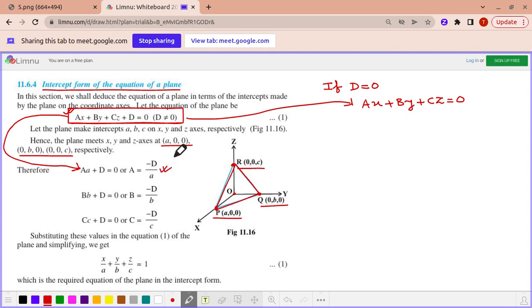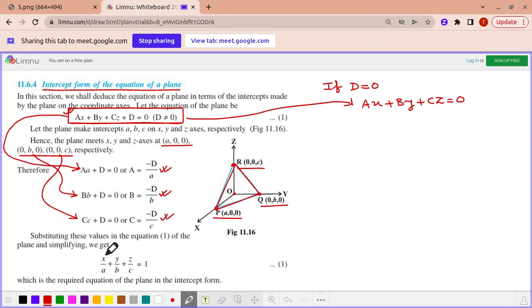In the similar manner, when we apply x equal to 0, y equal to b and z equal to 0, that is (0, b, 0), then we get this equation, and that leads to capital B equal to minus d by b. In the similar manner, when we apply (0, 0, c), we get this equation, and it gives capital C equal to minus d by c.